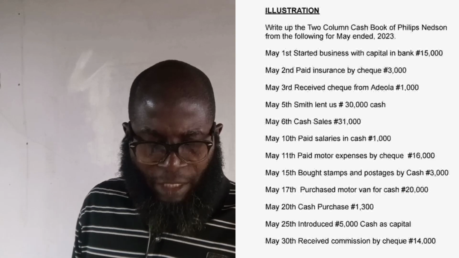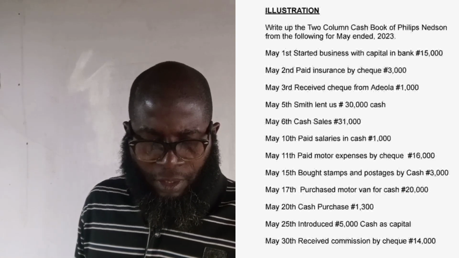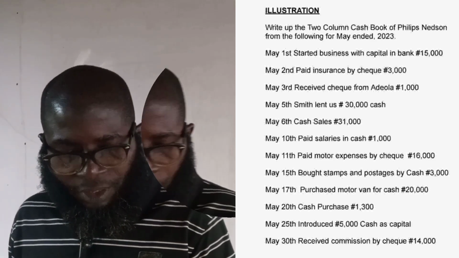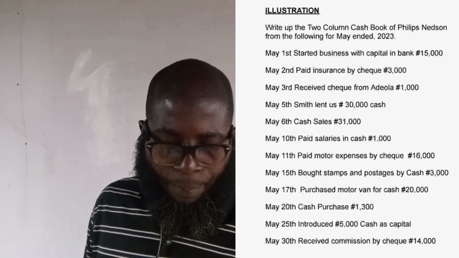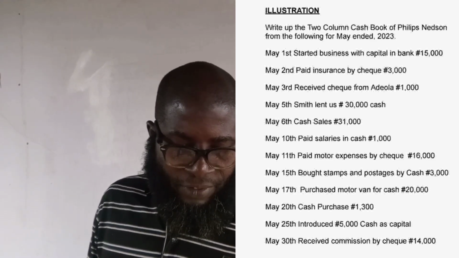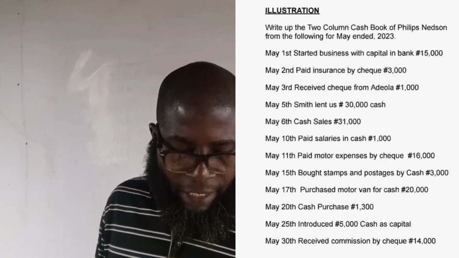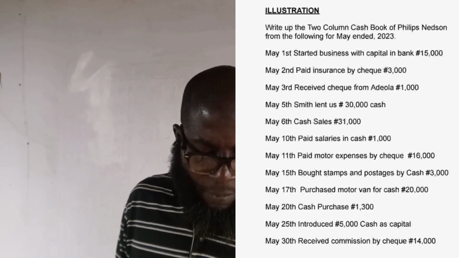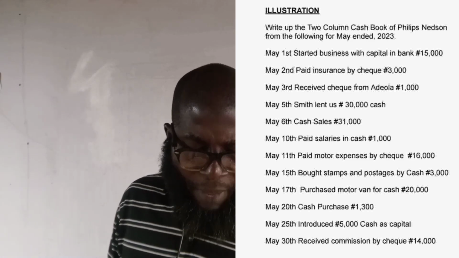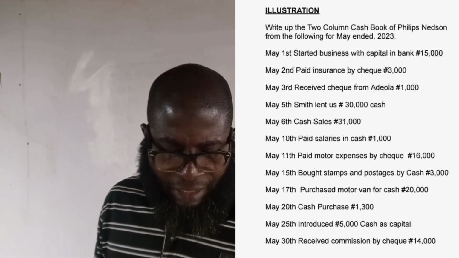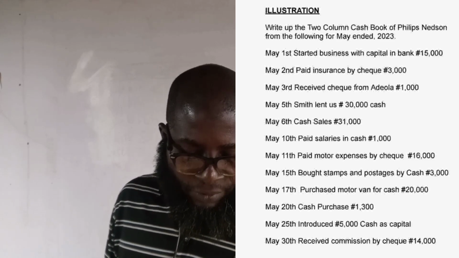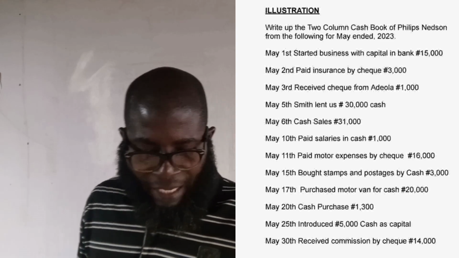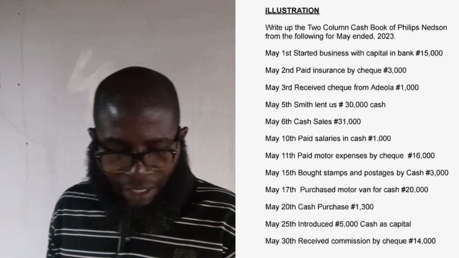Write up the two column cash book of Phillips Netson from the following for May ended 2023. May 1st, started business with capital in bank 15,000 naira. May 2nd, paid insurance by check 3,000 naira. May 3rd, received check from Adeola 1,000 naira. May 5, Smith lent us 30,000 naira by cash. May 6, cash sales 31,000 naira. May 10, paid salaries in cash 1,000 naira.